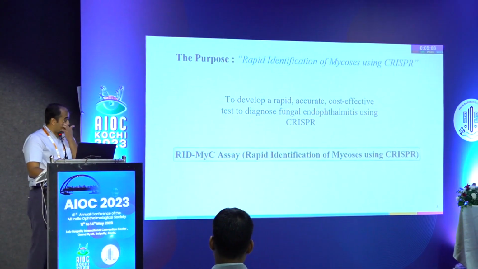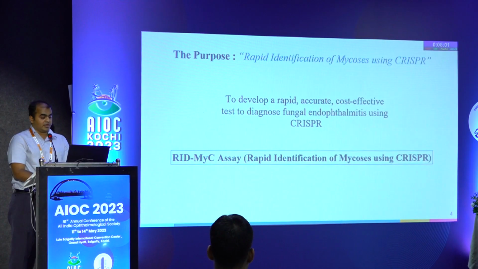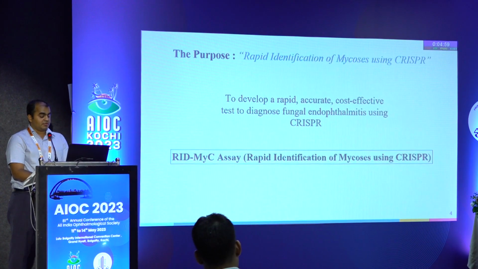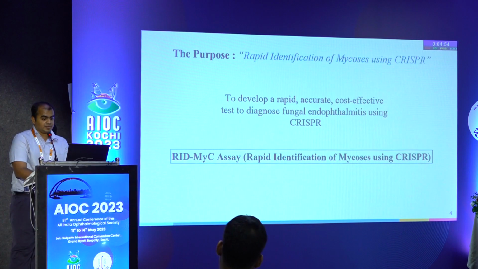So the purpose of our study was to develop a rapid, accurate, cost-effective test to diagnose fungal endophthalmitis using CRISPR, which we have termed RIDMIC, which stands for Rapid Identification of Mycosis using CRISPR.